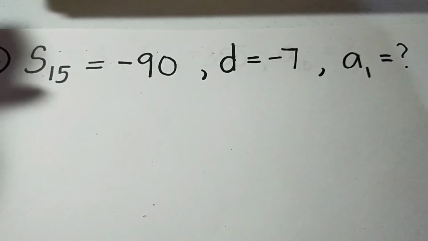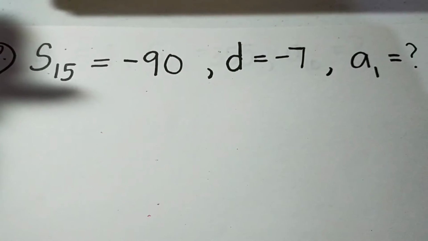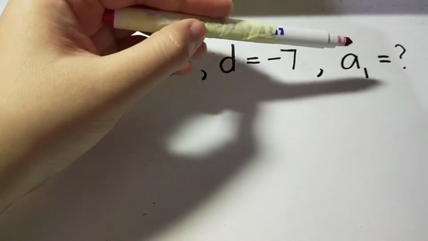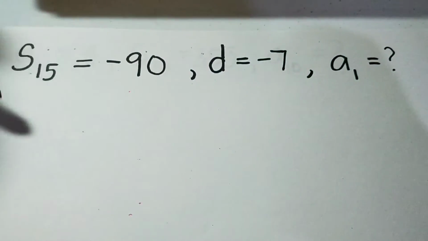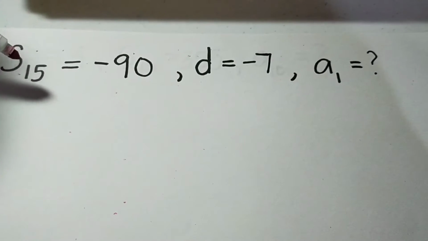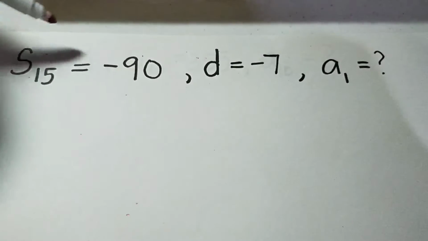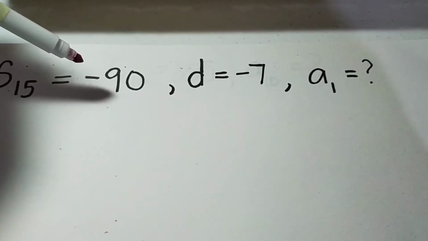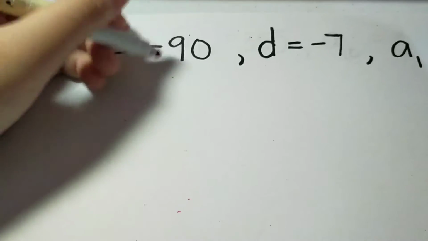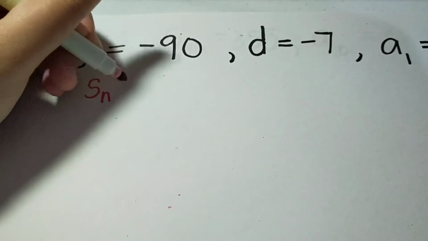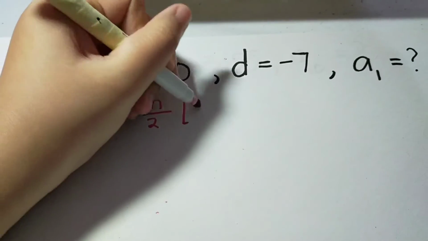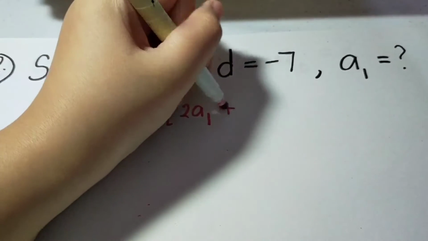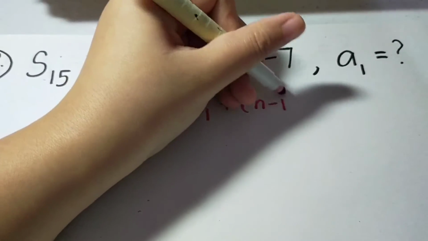Since yung unknown natin ay the first term, and given naman yung number of terms natin, which is 15, and the sum of it, which is negative 90, and the common difference. So using the formula, S sub n is equals to n over 2 times the quantity of 2a sub 1 plus quantity of n minus 1 times t.